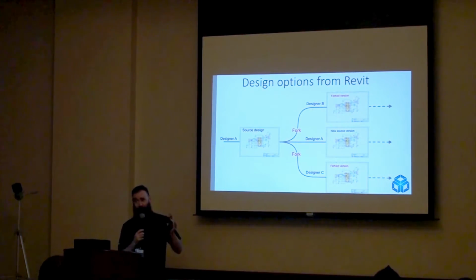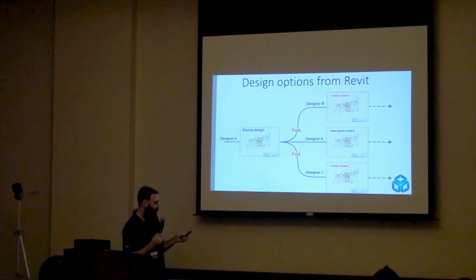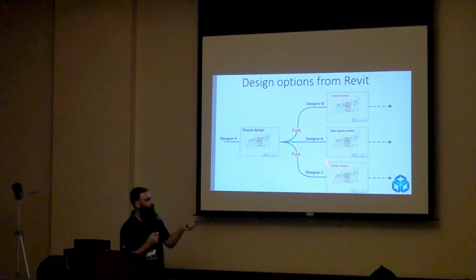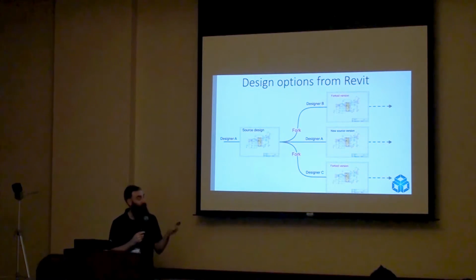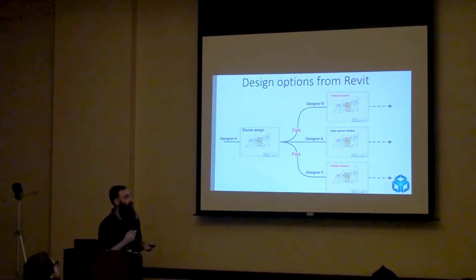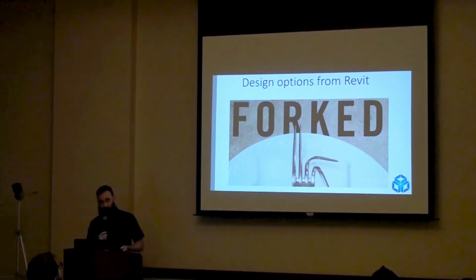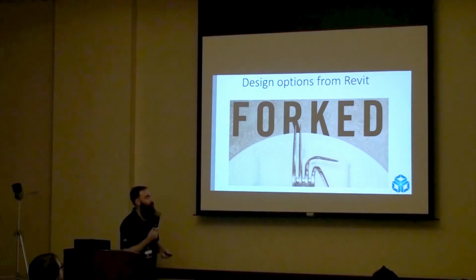If you're not a Revit user in the room, I apologise, but all the time our designs start out with this, and then the client wants, well, what if it was bigger or shorter or fatter or whatever, and our design kind of gets forked, is what I like to call it, or forked up.